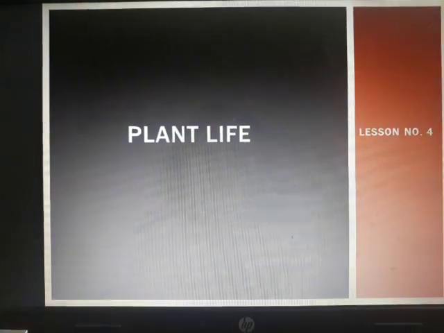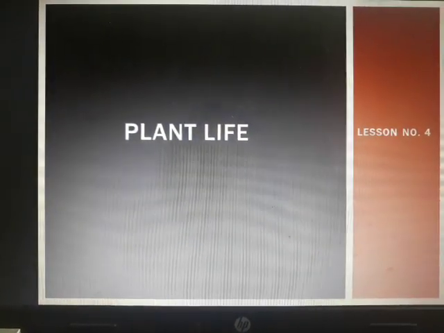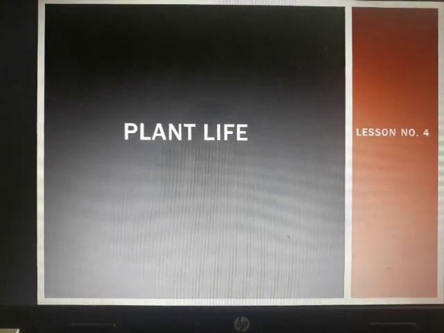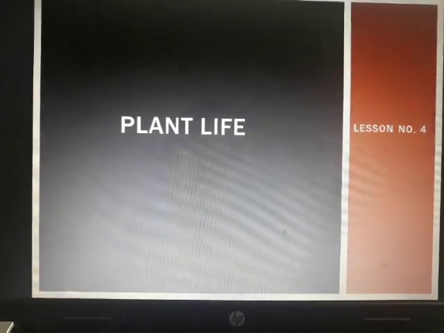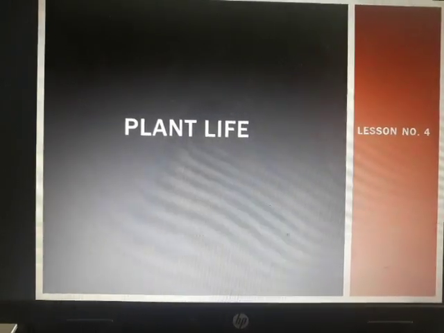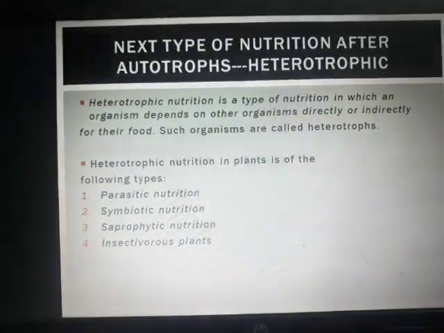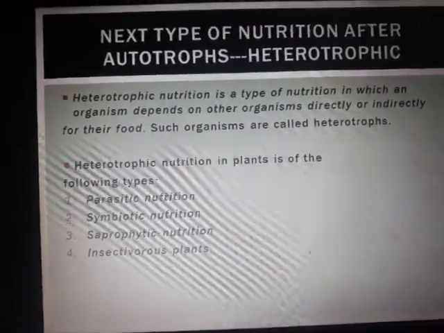Let us continue with our journey of plant life lesson. Till now we have seen how the autotrophs, that means the green plants, are able to prepare the food with the help of photosynthesis process. Now what happens when plants do not have any chlorophyll and are not able to prepare their own food? Okay, so the next type of nutrition after autotrophs is heterotrophic.